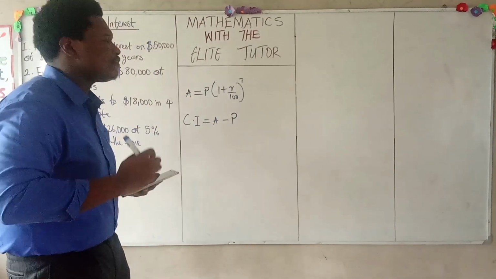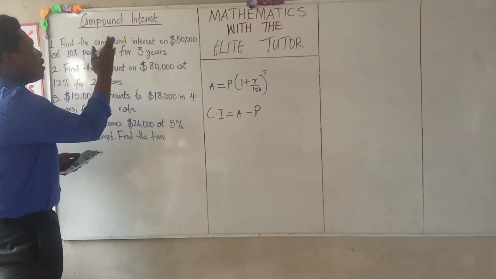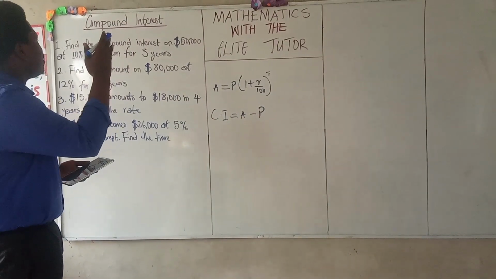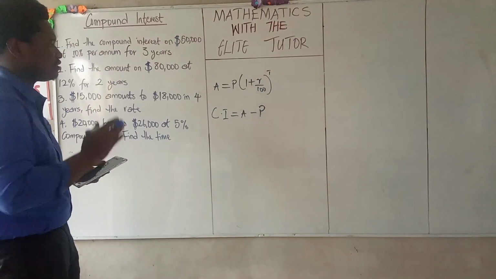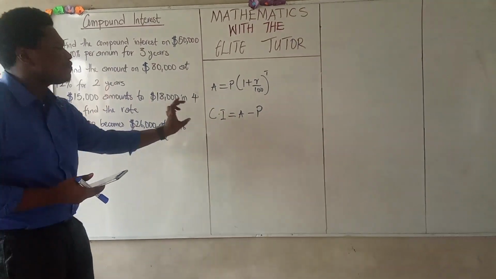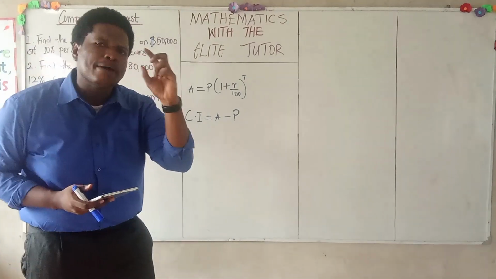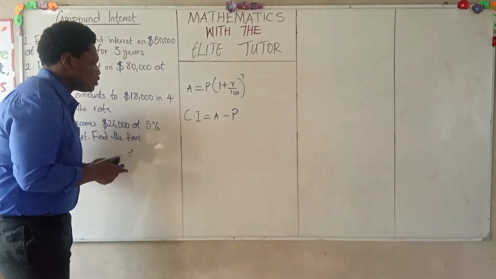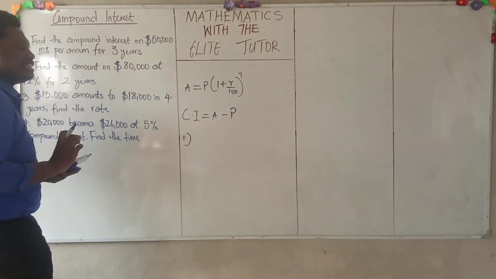Now let's look at the very first question. Find the compound interest on $50,000 at 10% per annum for 3 years. Now this question is asking us to find the compound interest. The question is not asking us to find the amount. Let's solve question 1. We are asked to find the compound interest.